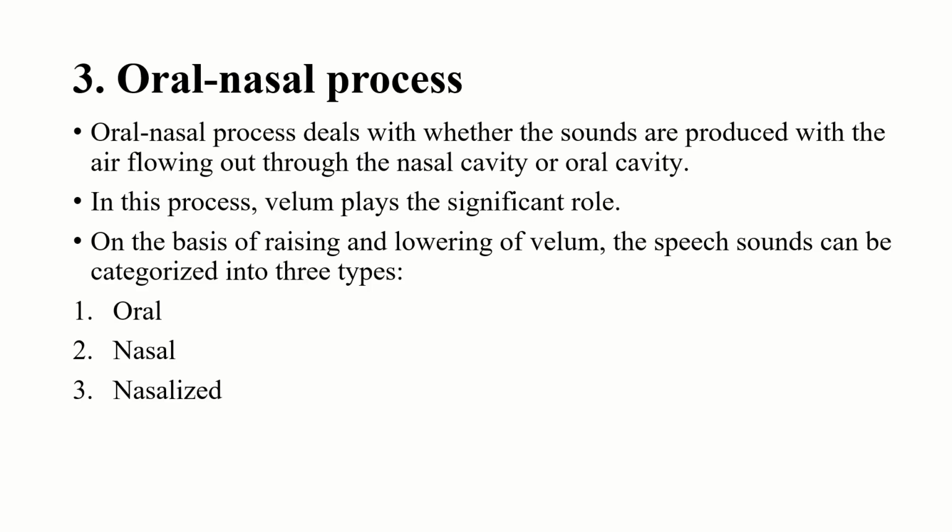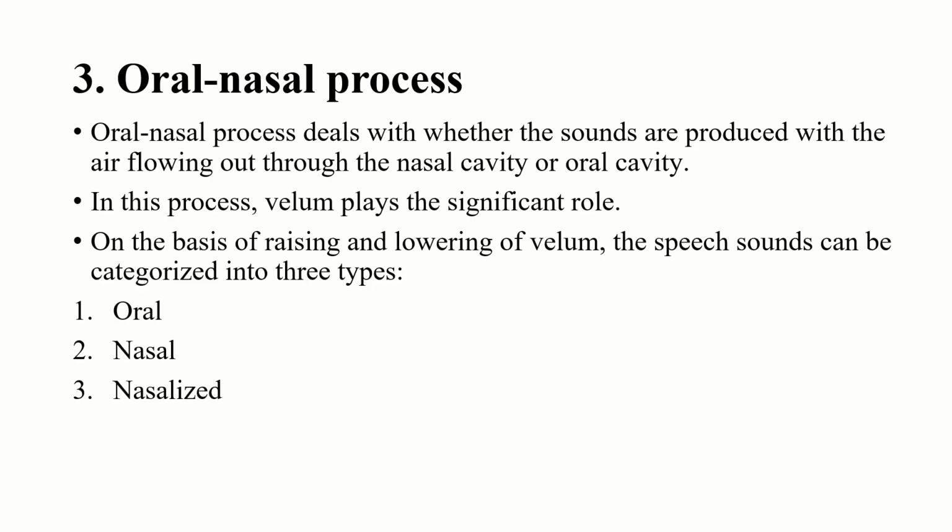In the phonation process, the glottis plays the important role. But in the oronasal process, the velum plays the significant role, because when the velum, meaning the soft palate, is lowered, the oral cavity is blocked, and nasal sounds are produced. When the velum is raised, then what happens? The nasal cavity is blocked, air passes through the oral cavity, and oral sounds are produced.